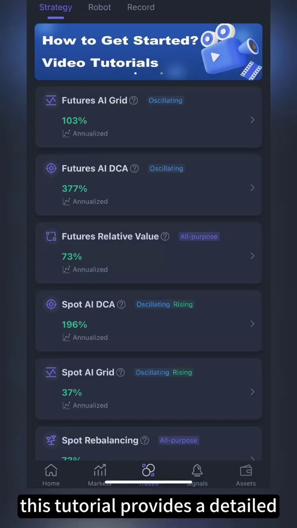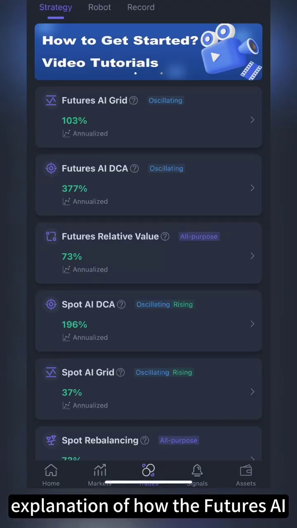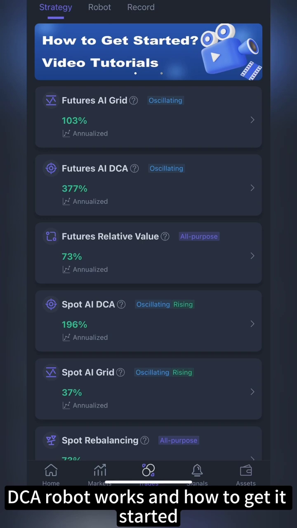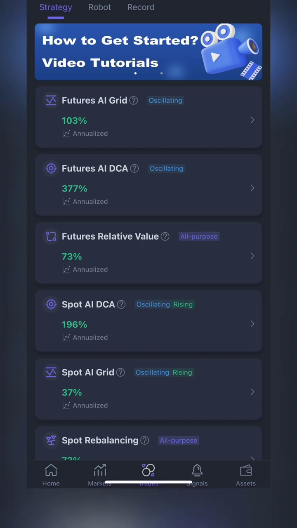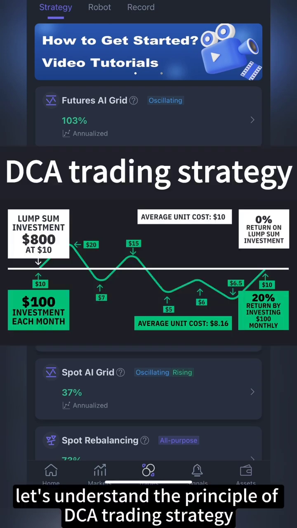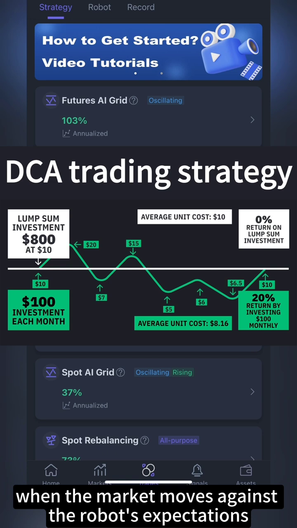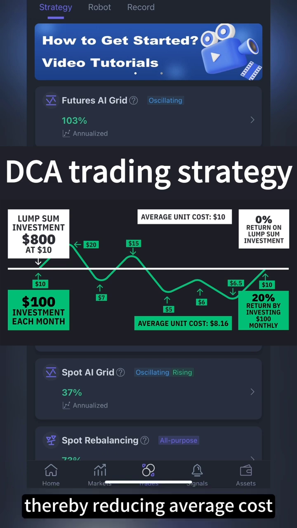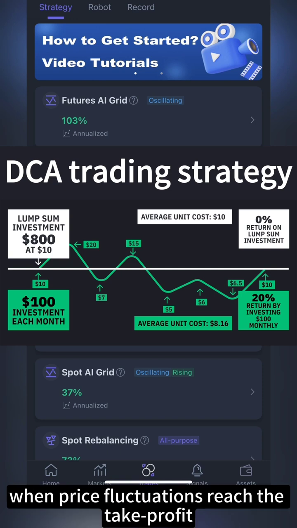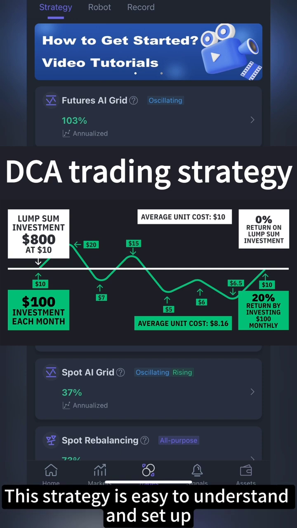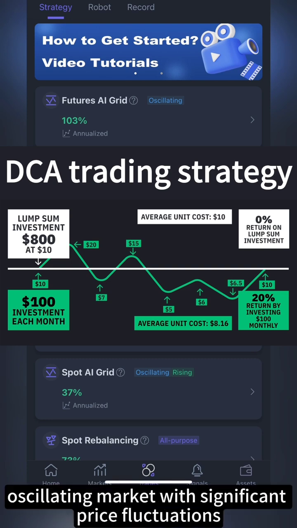This tutorial provides a detailed explanation of how the Futures AI DCA robot works and how to get it started. First, let's understand the principle of DCA trading strategy. It involves gradually increasing positions when the market moves against the robot's expectations, thereby reducing average cost, and closing positions for profit when price fluctuations reach the take profit. This strategy is easy to understand and set up, particularly suitable for oscillating markets with significant price fluctuations.